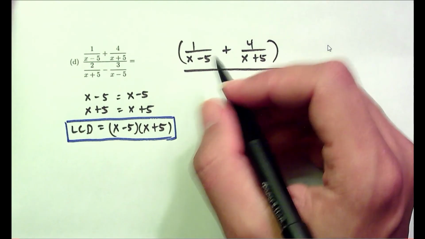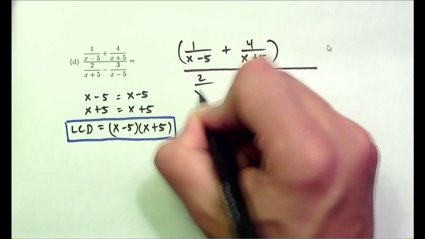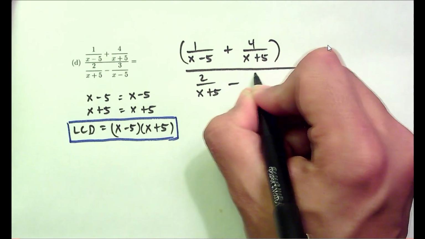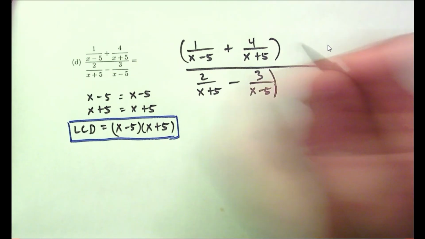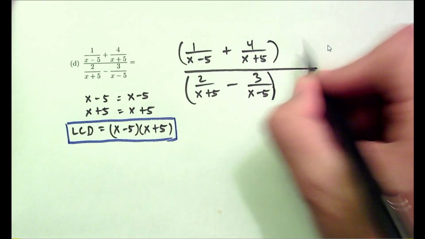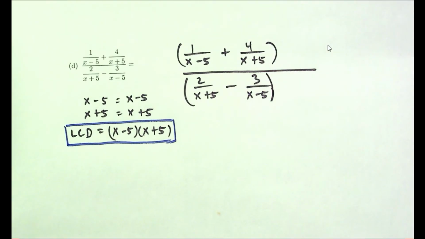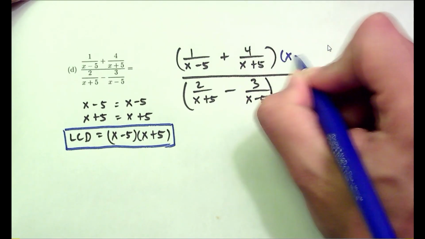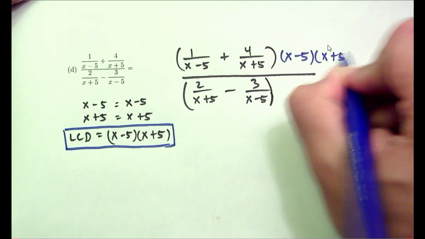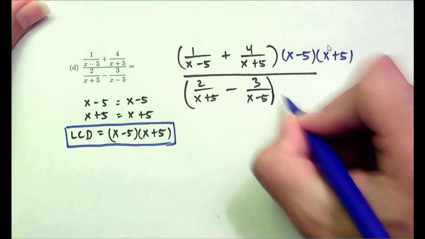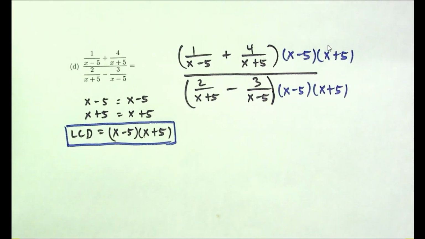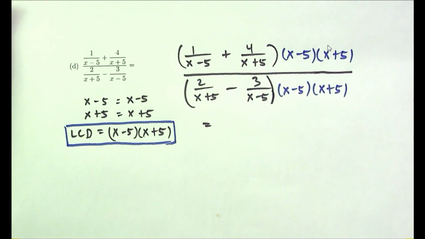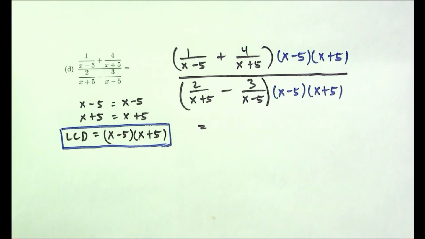And then copy the bottom: x plus 5 minus 3 over x minus 5. Oops. And we're multiplying also the bottom by that. So on the top, I'm multiplying by the LCD, and the bottom as well. Then we're supposed to distribute this. Okay, we're going to distribute.